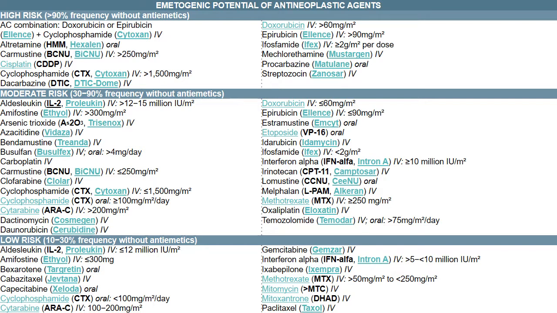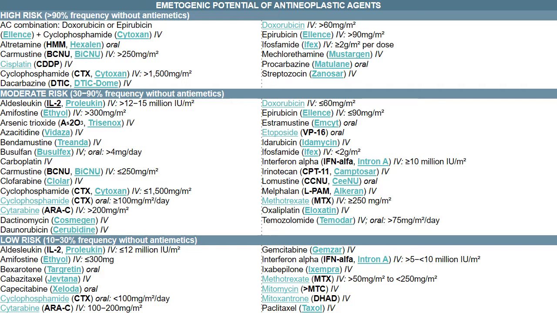I included this chart here more for your reference than anything else, but just be aware that most places you work, if they deal with chemo on a regular basis, will have these kinds of guidelines. If you look at this not in slideshow mode, you'll see the full chart, but this is the emetogenic potential of antineoplastic agents. Things fall into different categories, and the types of antiemetics you're going to use will differ based on what category it falls into.